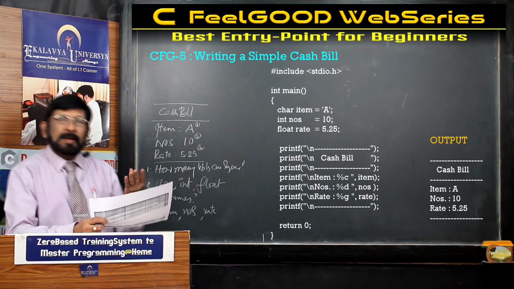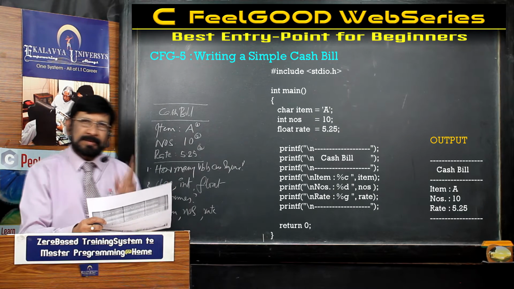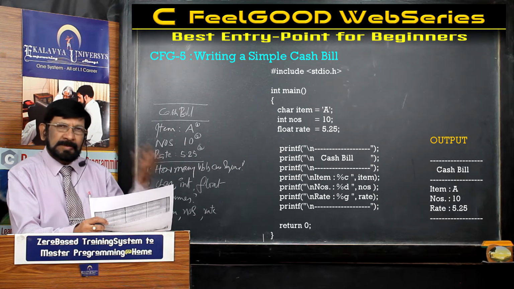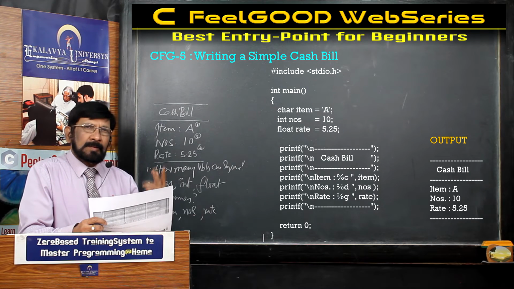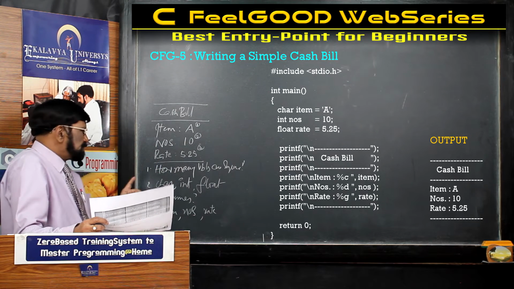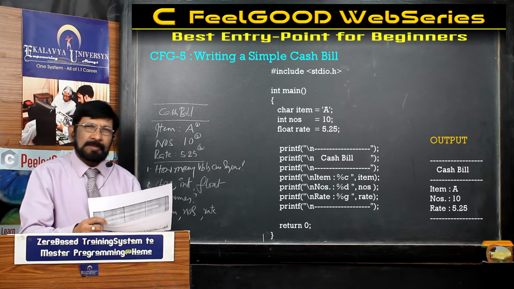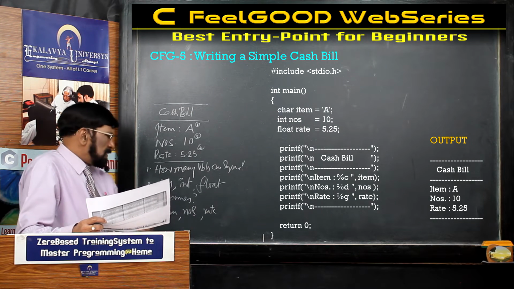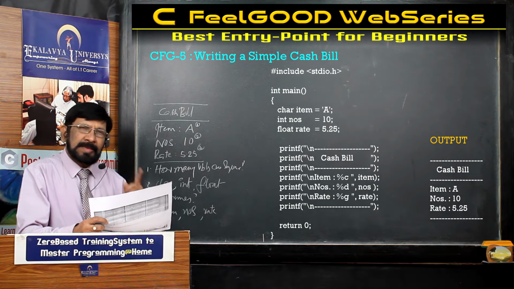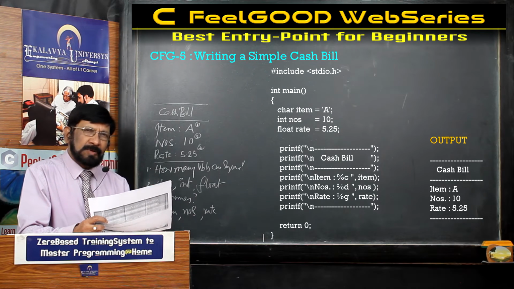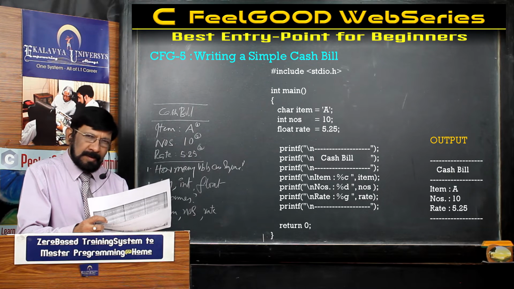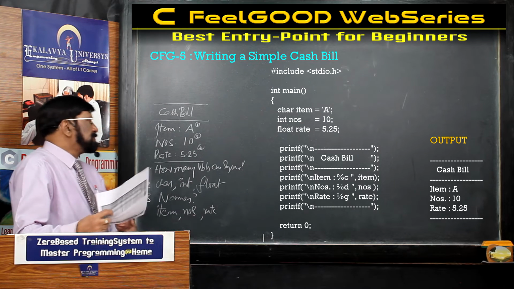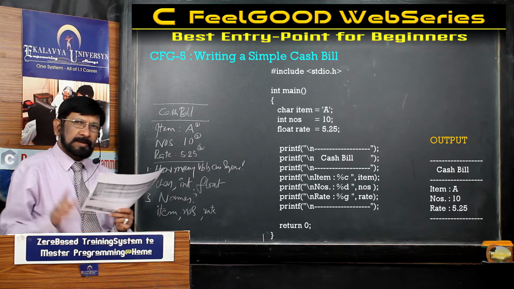Once again, how many data items are there in this program? That means that many variables are required. Second one, what are their appropriate types? In this case, char, int, float are the appropriate types respectively for them. Third one, what are the appropriate names? By convention you have to write lowercase letters: item, numbers and rate. These are the appropriate names.